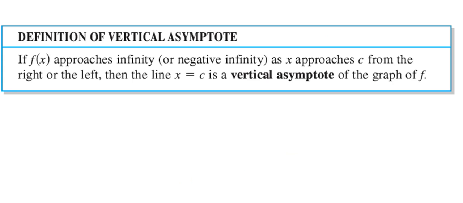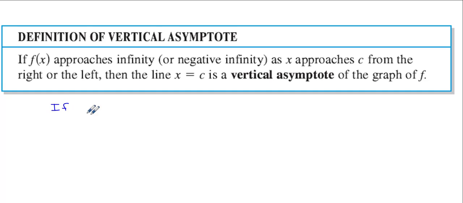So that takes us to the meat and potatoes of this lesson, the definition of the vertical asymptote. If f(x) approaches infinity or negative infinity as x approaches some value of c from the left or from the right, then the line x equals c is a vertical asymptote of the graph of f. So what does that mean?